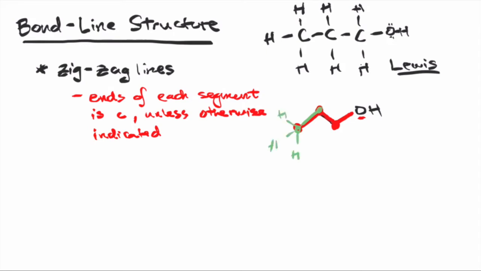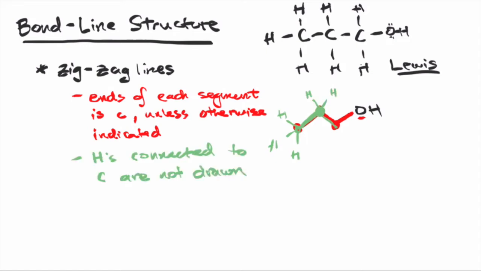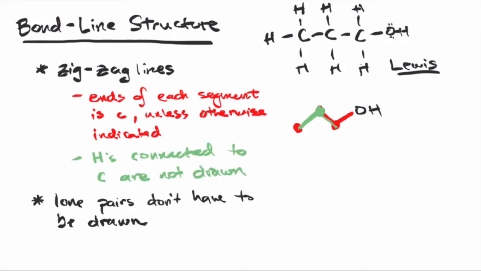Whereas the carbon in the center is connected to 2 carbons, so 2 bonds. So that means it has 2 more bonds left to be tetravalent. We assume then that those 2 bonds are to 2 individual hydrogens. Also note that lone pairs don't have to be drawn. So in our example on oxygen, there should be 2 lone pairs, but we don't have to draw them explicitly in a bond line structure.